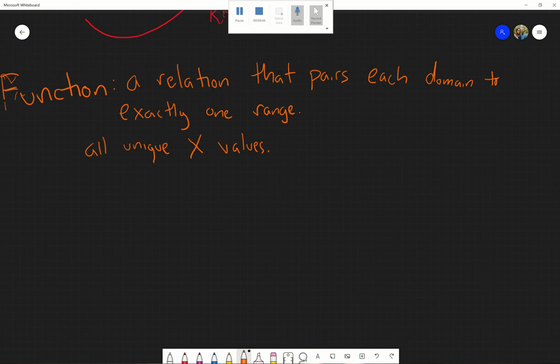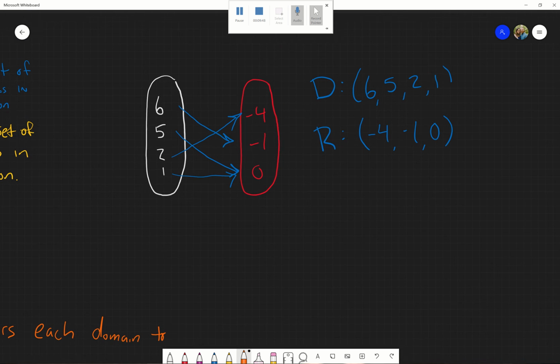So if I had something like this relationship here, if you see each x is going to its own y, even though the y's might be shared, since each x is unique, this would be a function. Since no x is going two places with different y values, this would be a function.